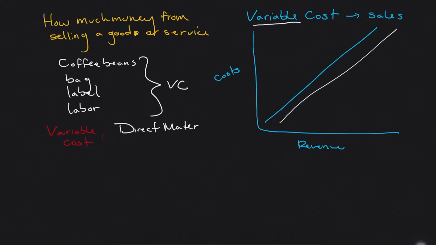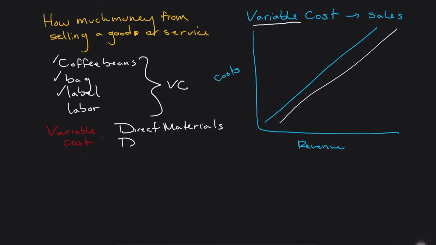So the direct materials are the physical goods that go into producing your product or offering your service. So physical goods here would include the coffee beans, the bag, and the label, right? Those are all physical items that we have to put together, and they're component goods, and we have to use those in order to create a finished product.